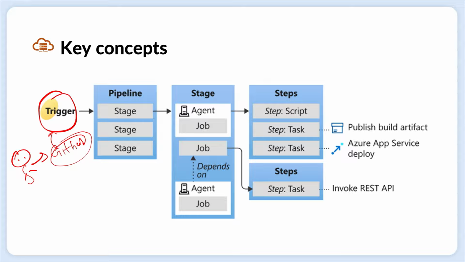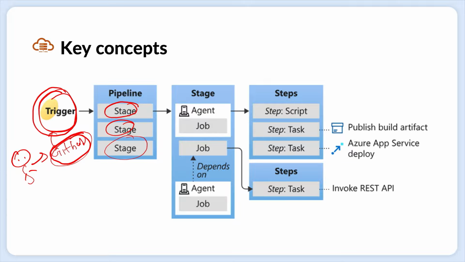When we commit our code and push it to GitHub, the code goes to our GitHub branch. This is one action, and based on this action, we can trigger something. What can we trigger? We can trigger our pipeline. In that pipeline, we have multiple stages.